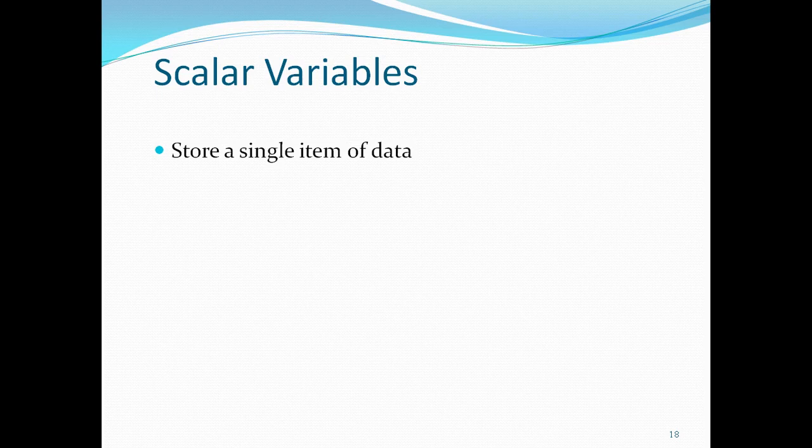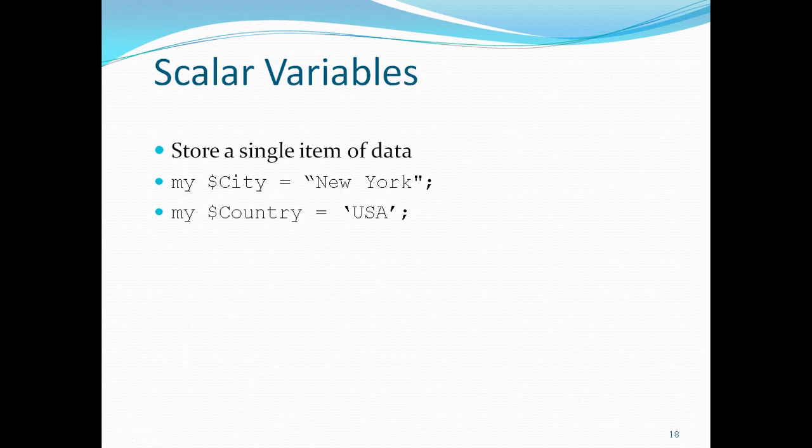First of all, we declare a variable and it stores only a single item of data. Then we call it a scalar variable. For example, I wanted to store a name called city, so I can declare a variable using my, the dollar symbol, followed by the variable name, and it's stored in double quotes, and my country, USA. The data can be stored either in double quotes or in single quotes. We'll see the difference between them.